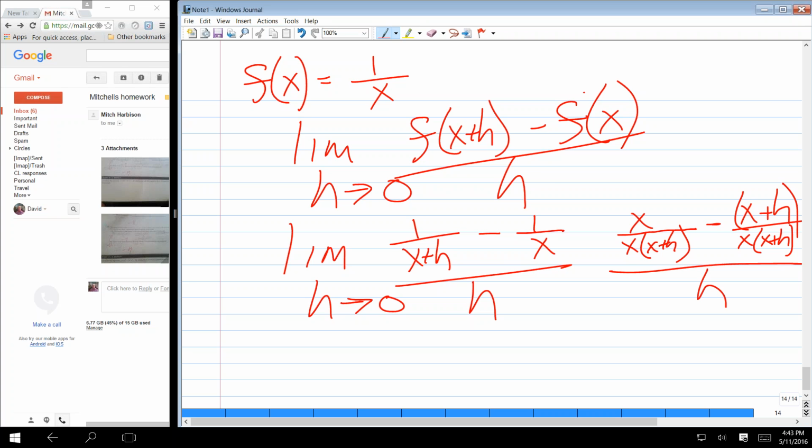Yep. Operate on the numerator. In other words, we now have a common denominator, so we can operate on the numerator. What are we left with in the numerator? Negative h. Correct. So here's what we now have, negative h over x times x plus h, all over h. Now what? What is that equal to?